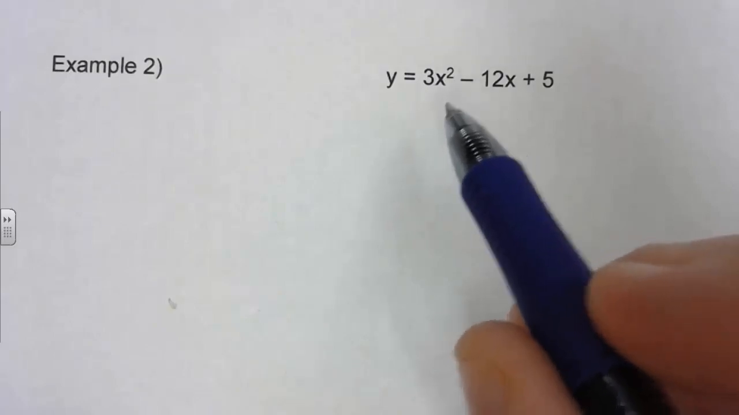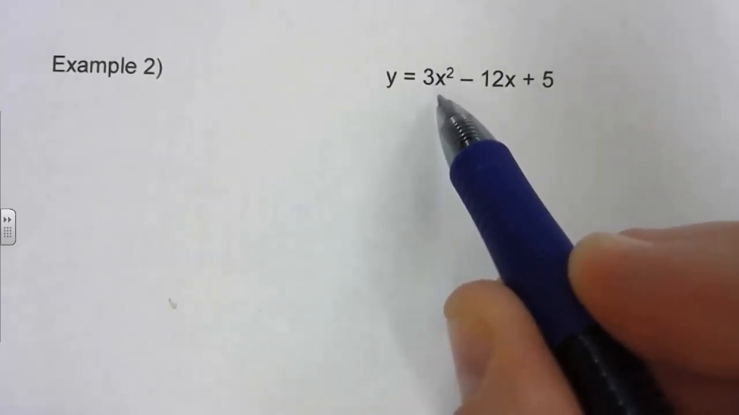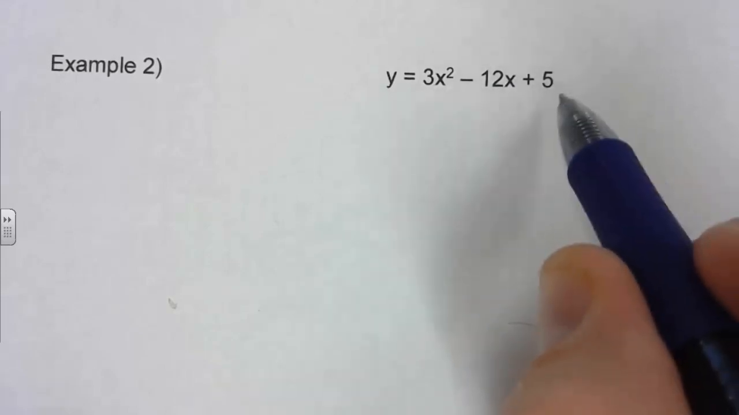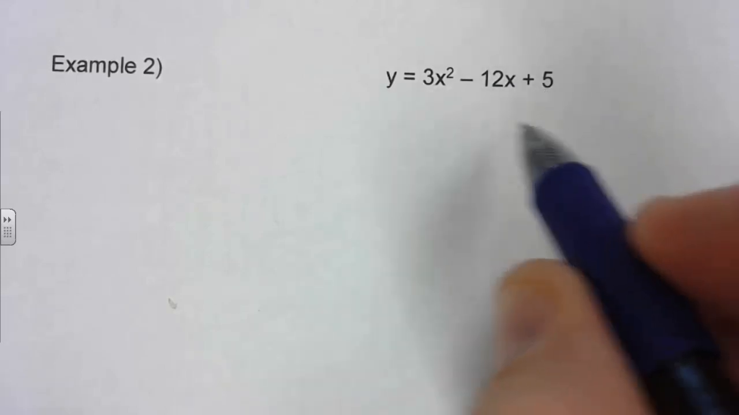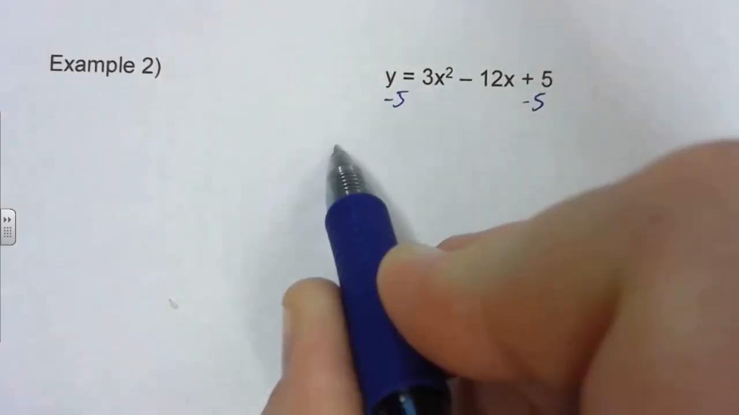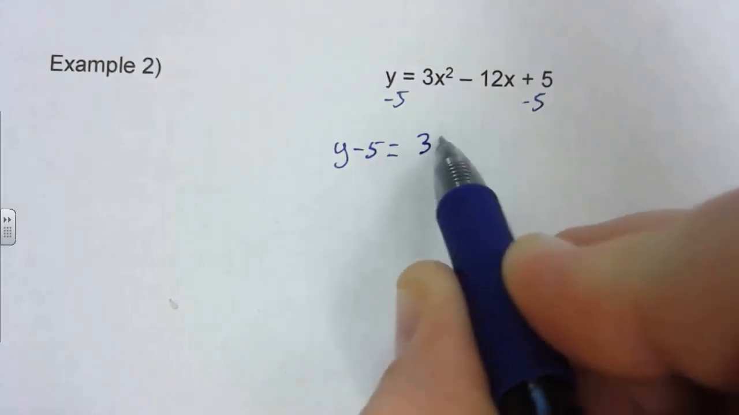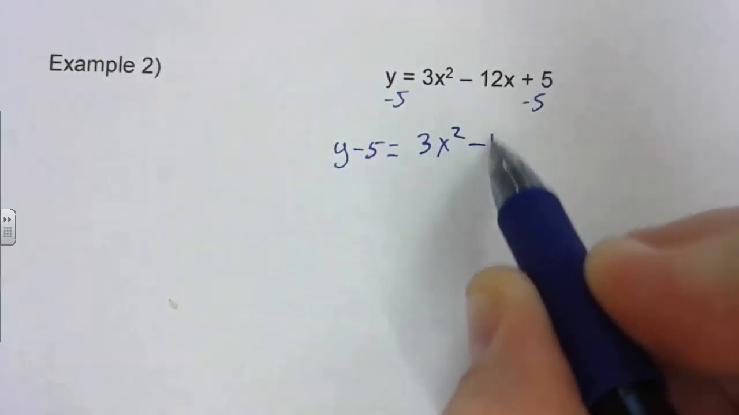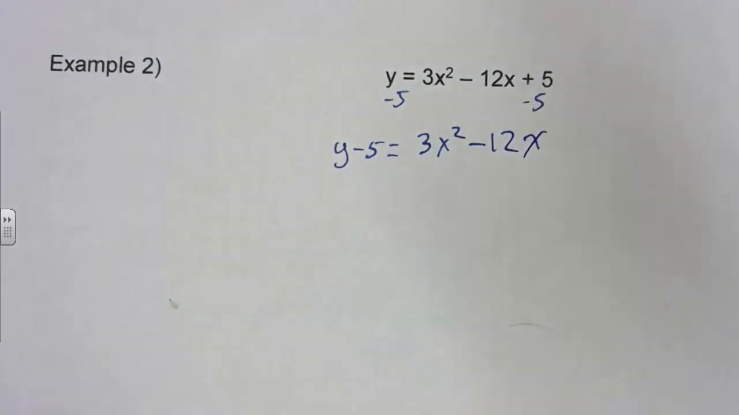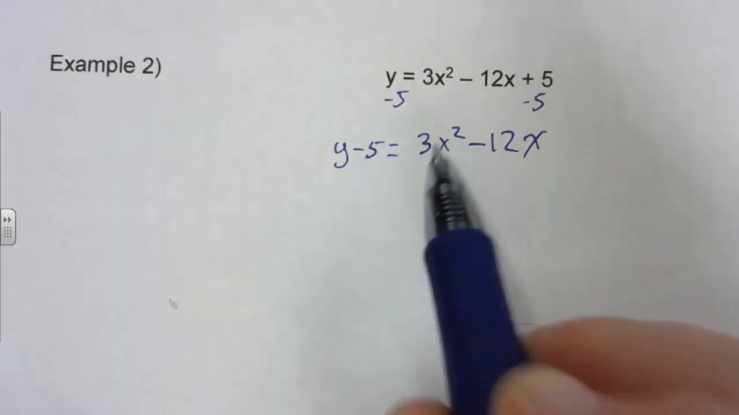For example 2, we have a leading coefficient that is not a 1. We have a 3 here. But step 1 is still to get rid of this 5, so I'm going to subtract 5 from both sides, and that will give me y minus 5 is equal to 3x squared minus 12x. Now if you remember back to the completing the square videos, completing the square only works when your leading coefficient is a 1.